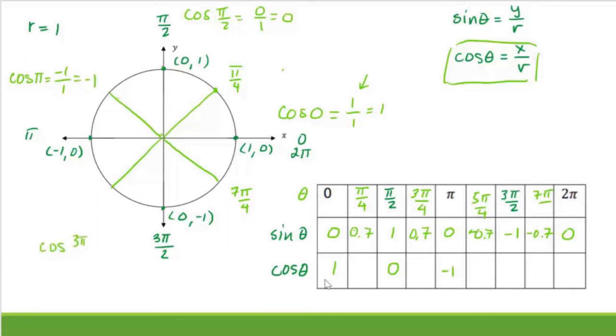Cosine of 3 pi over 2, again, the value of x over r. Here, x has a value of 0 once again. So despite the value of r being equal to 1, the cosine of 3 pi over 2 is 0. We don't need to do the calculation for 2 pi because the angle is coterminal to 0, so we already know that the outcome will be 1.